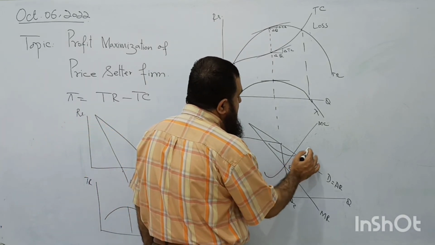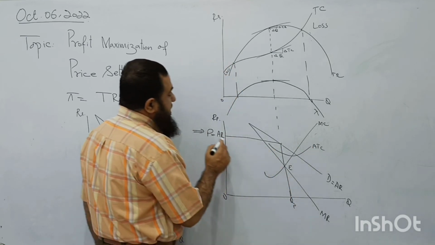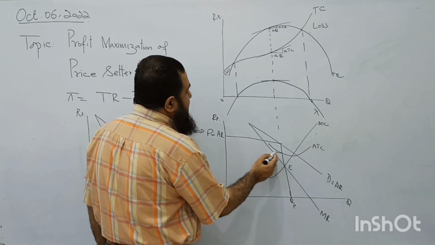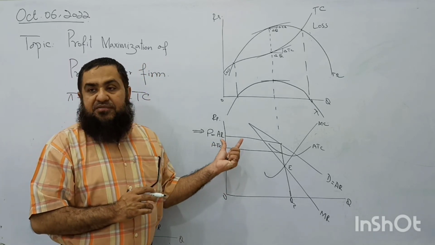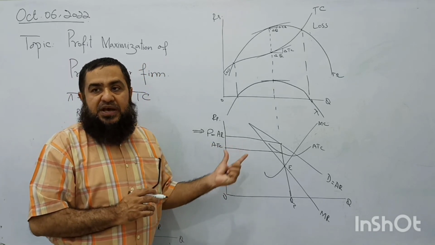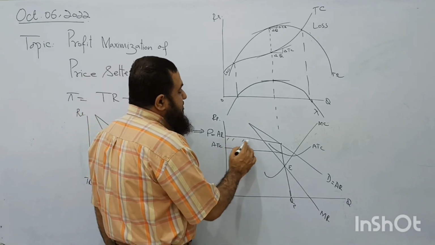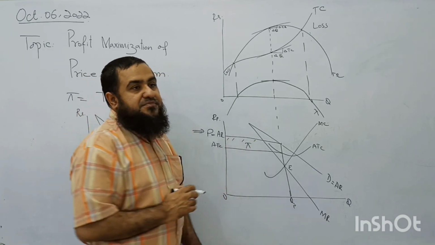So if we draw the average cost in this case, you see average revenue is lying above the average cost. Average revenue is lying above the average cost. So this area is what? The profit of the firm.